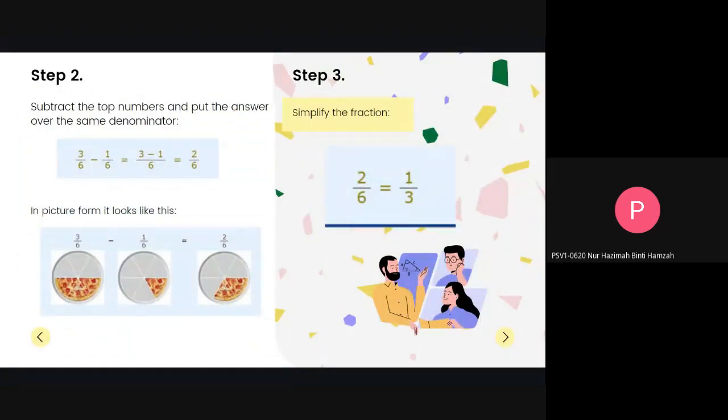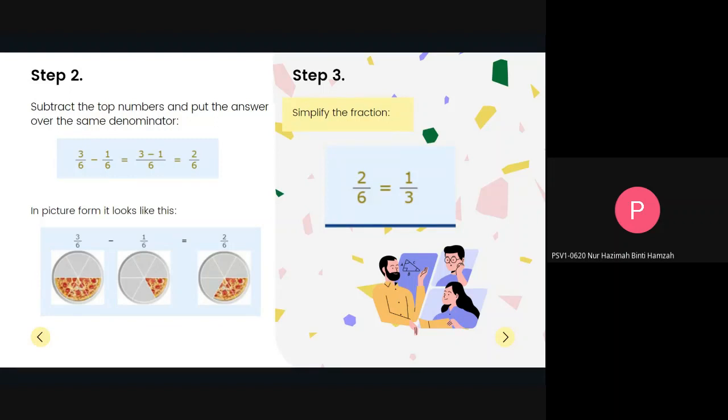Okay, step 2. Subtract the top numbers and put the answer over the same denominator. So 3 over 6 minus 1 over 6 equals 3 minus 1 over 6, equals 2 over 6. To make it clear, you can show a pictorial picture, like the pizza at the bottom, to help people understand more. 3 over 6 minus 1 over 6 equals 2 over 6. Then we go to step 3, which is to simplify the fraction, from 2 over 6 to 1 over 3.